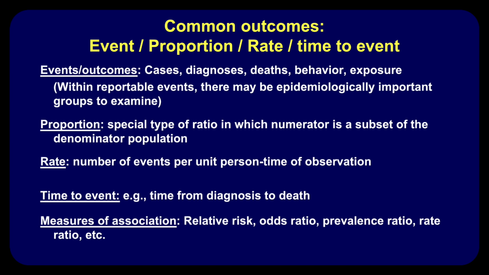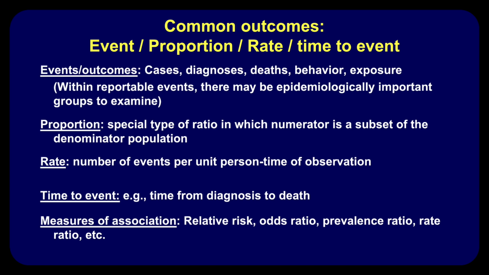Common outcomes are those typical to epidemiologic analyses. But with surveillance, you have things like cases or new diagnoses, deaths, a behavior or some kind of exposure. And within each of these reportable events, let's say it's HIV cases, there may be epidemiologically important groups to examine, and we'll see one of those groups in today's presentation. For example, people who receive an HIV diagnosis who are in the advanced stages of HIV at the time of their diagnosis. That's an example of an epidemiologically important group.